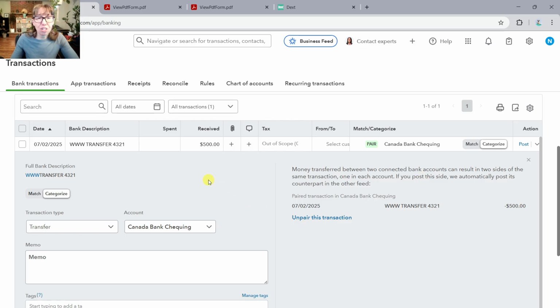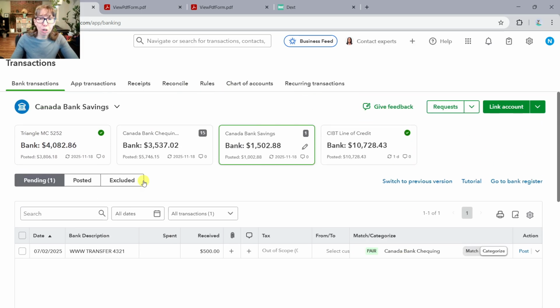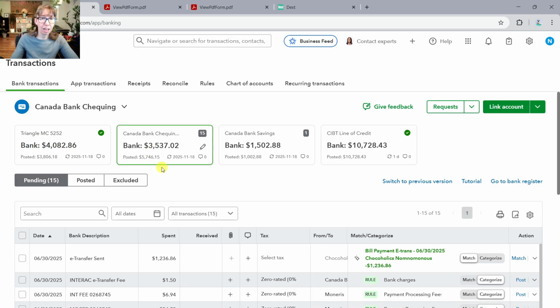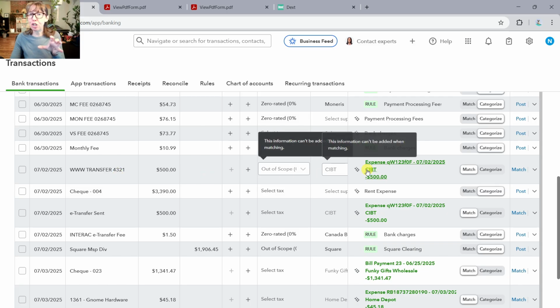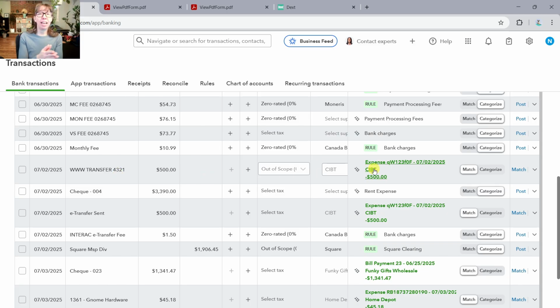Now, I just want to also quickly illustrate why we're doing Canada Bank savings, the smaller accounts, the lines of credit, the credit cards, before the main busy operating account. Let's hop on over and take a look. So let's scroll down to the June 2nd, and you can see that this transfer 4321 from the Canada Bank perspective is not offering us up a pairing. It's guiding us to match a bank info line to its wrong QBO transaction. This is not its soulmate.